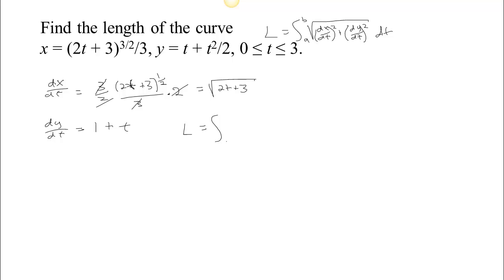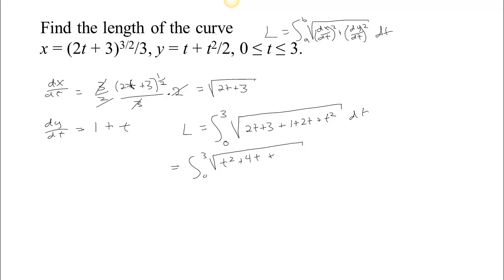So in this particular case, we're talking about the integral from starting time to ending time. That's 0 to 3. We've got the square root of, if we square the square root of 2t plus 3, we get just 2t plus 3. If we square 1 plus t, then for a perfect square using the FOIL method, you'd get 1 plus 2t plus t squared, dt. Now that's equal to the integral from 0 to 3 of, what do we have? We've got a t squared and a 4t and a 4, dt.